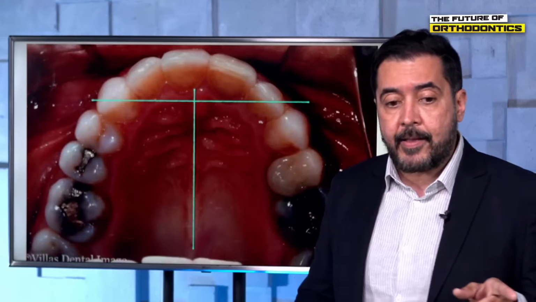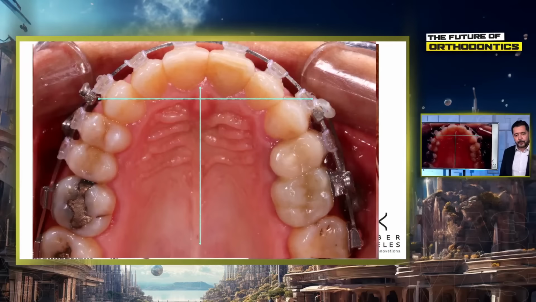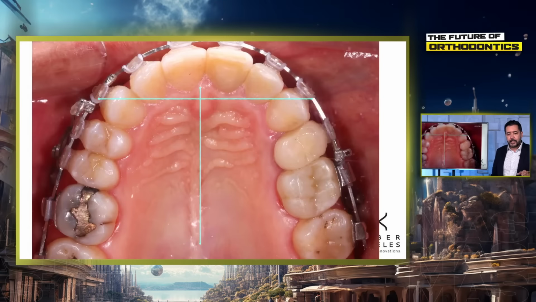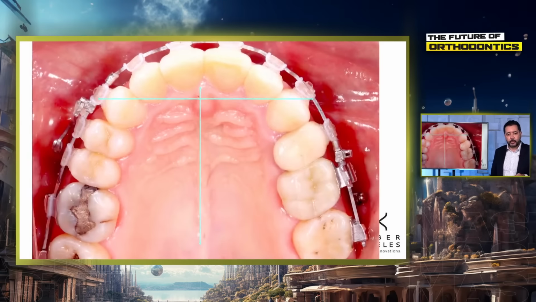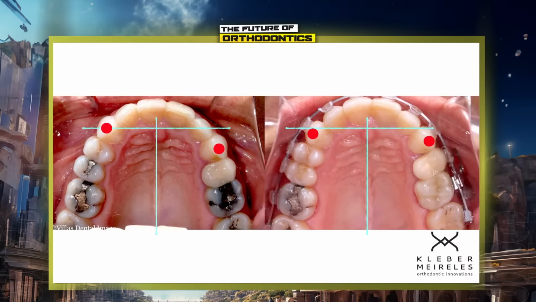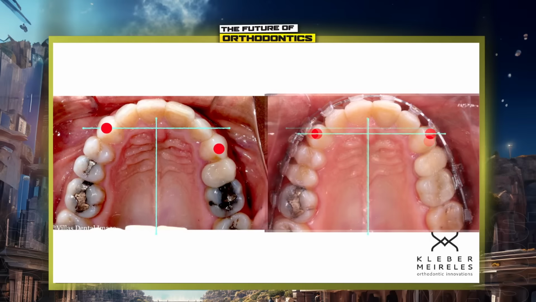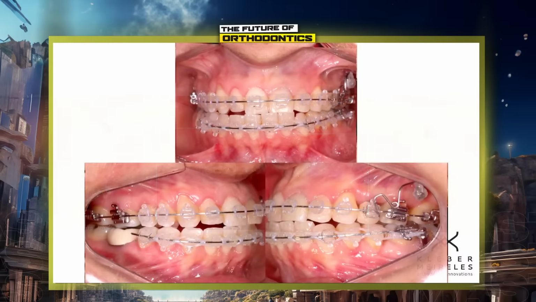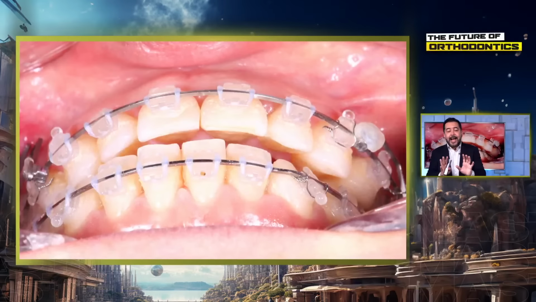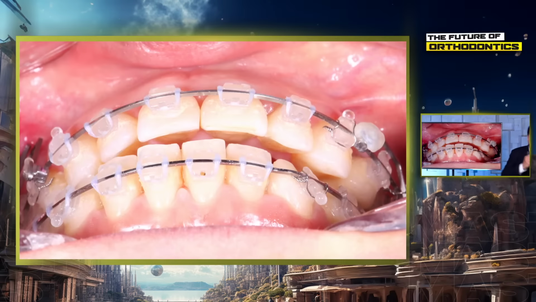In her case, look at the mechanics I used. On one side, I used a protraction loop. On the other side, I used a retraction loop. And the upper midline, look at the symmetry of the canines before and after. And the loops help me to give this movement faster. Protruding on one side and retruding on the other side.